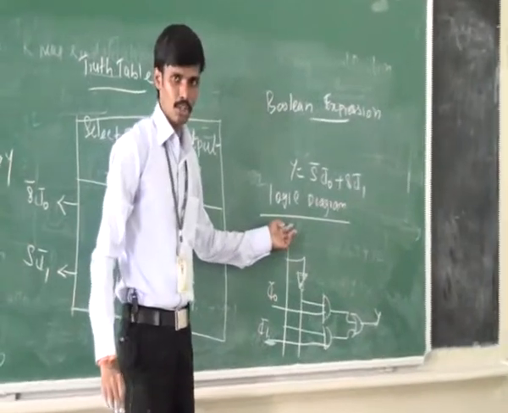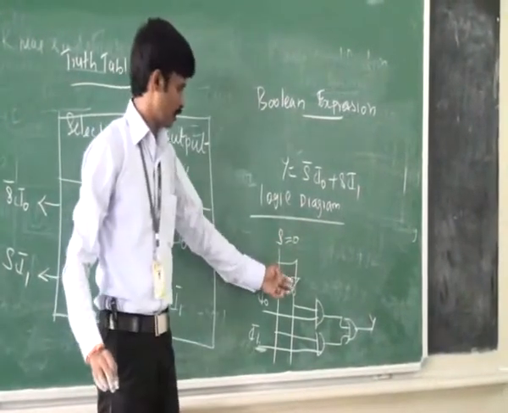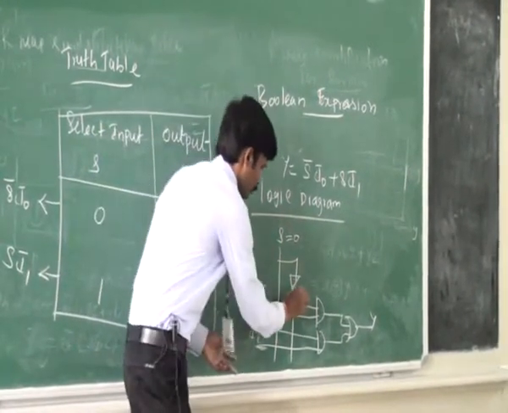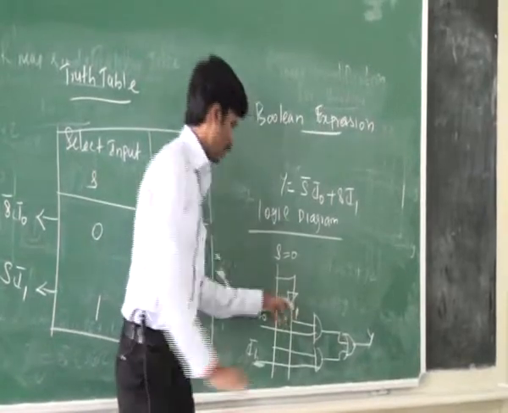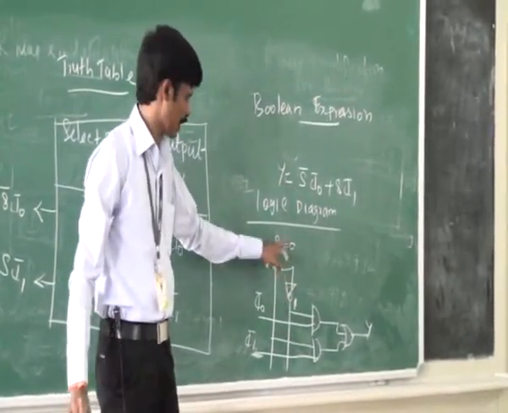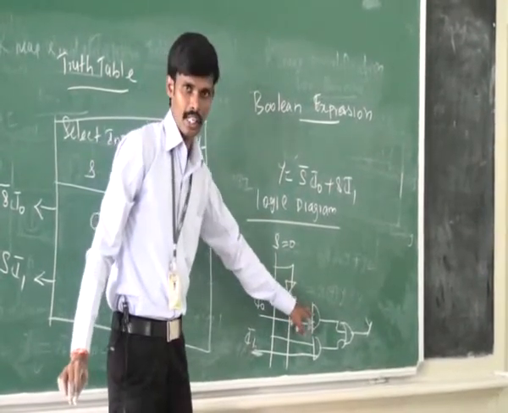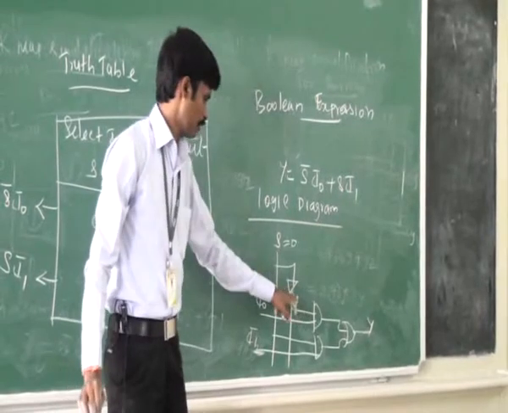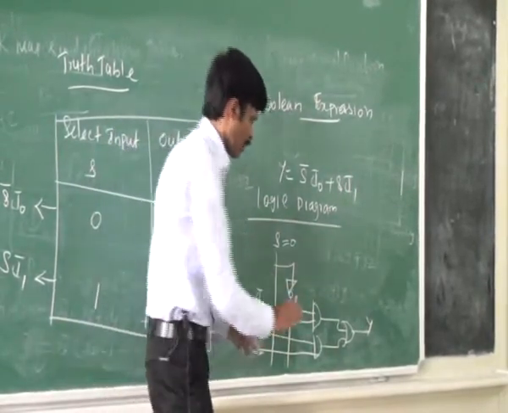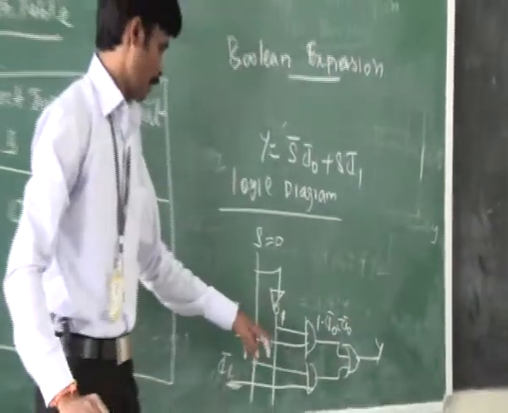Here when S is equal to 0, this one is complemented here. Now the output will be 1. This inverter is used to take the complement of the selection input. Here the output will be 1. For this AND gate, one of the inputs is 1, and the other input is I0. Then the output will be 1 into I0, which is equal to I0.